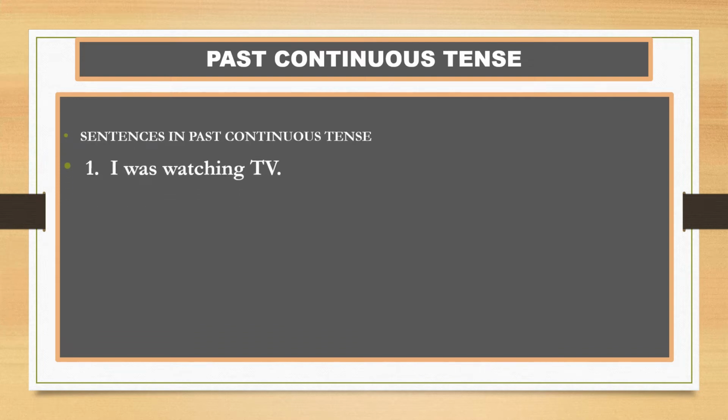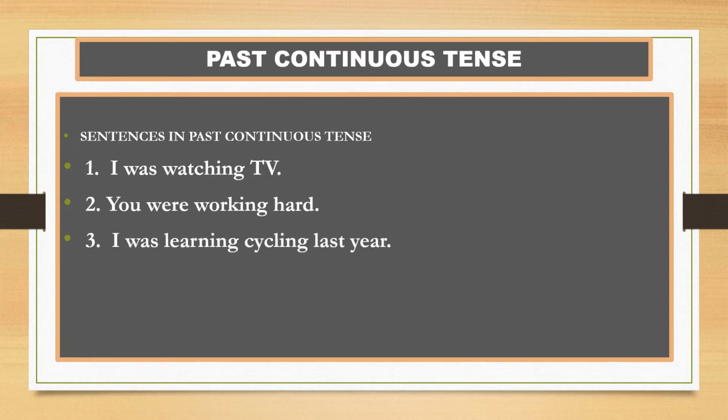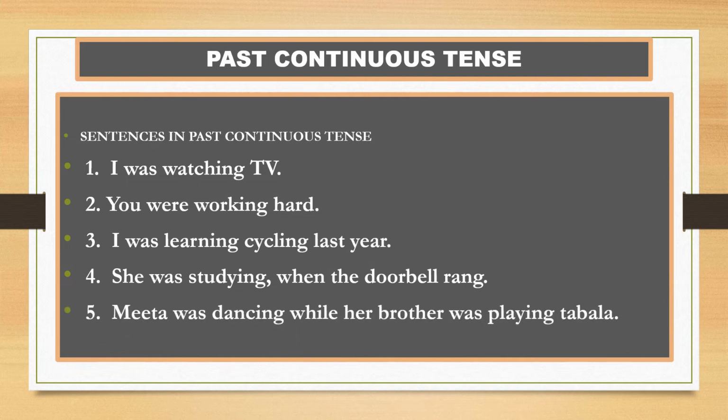Now look at these sentences in past continuous tense. First, I was watching TV. Second, you were working hard. Third, I was learning cycling last year. Fourth, she was studying when the doorbell rang. Fifth, Pita was dancing while her brother was playing tabla. All these sentences are in past continuous tense.